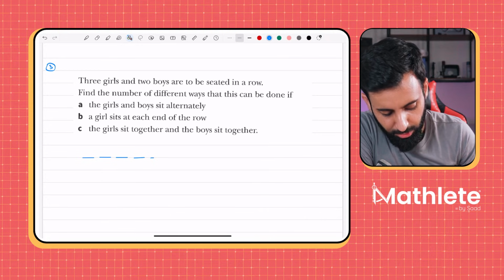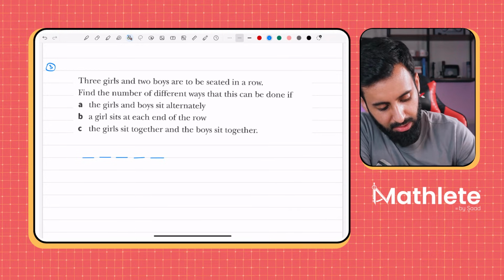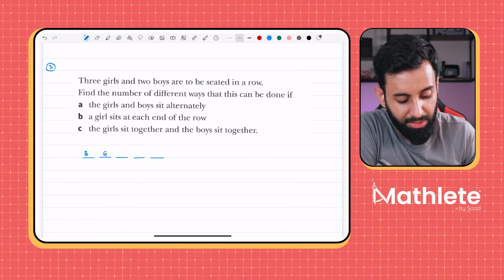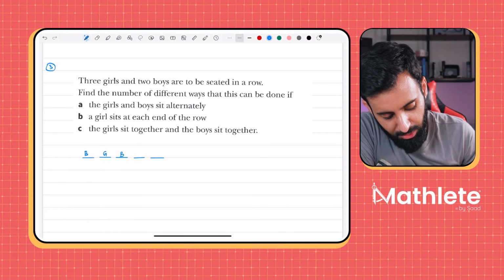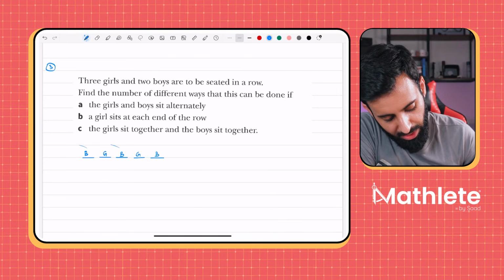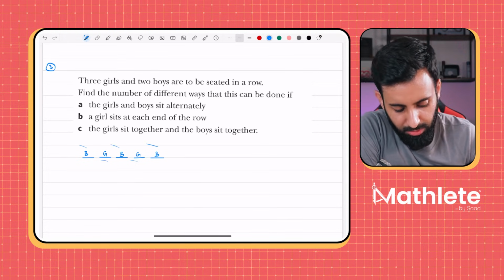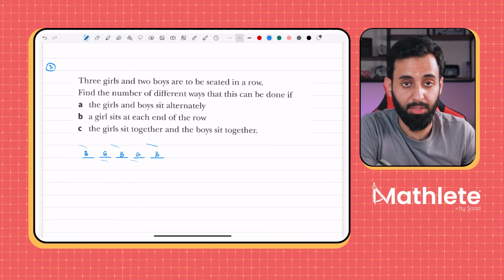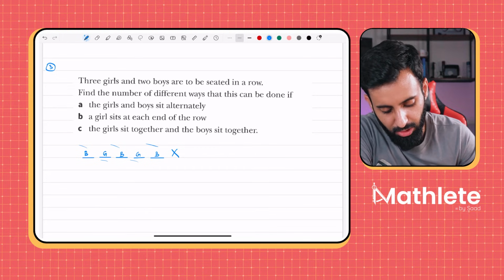1, 2, 3, 4, 5. Okay, now what should I start with? What if I start with a boy and then a girl, considering that they have to sit alternately, and then a boy and then a girl and then a boy? Is this possible? Let's see. Well, this means that we have to have 3 boys and 2 girls. As far as 2 girls are concerned, we can do that since we have 3 girls, but where will I get the 3rd boy from? So that means this is not possible.